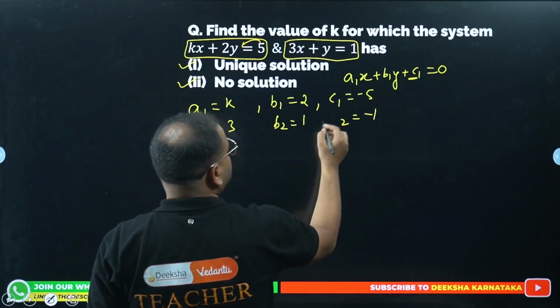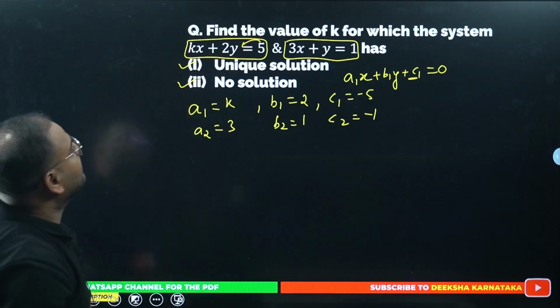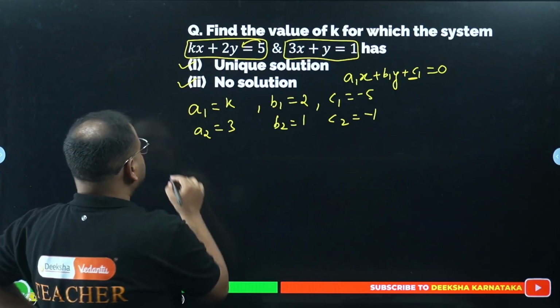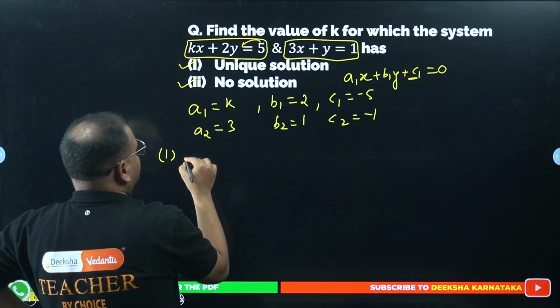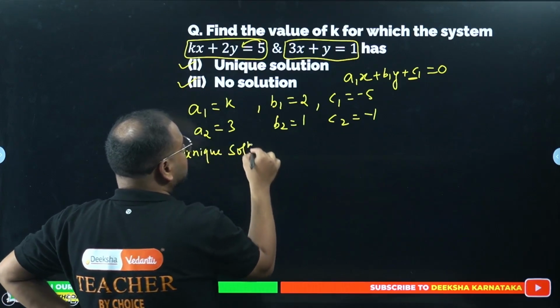That's C2. Now you want a unique solution, right? So for a unique solution, what is the case? Case 1. Unique solution. What is a unique solution?